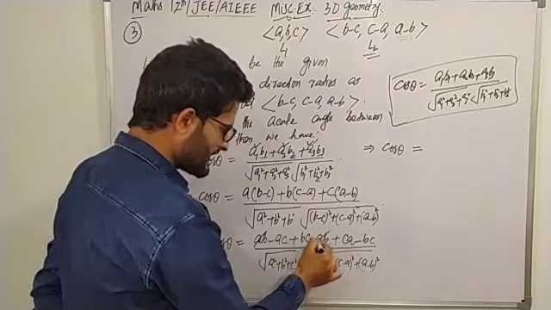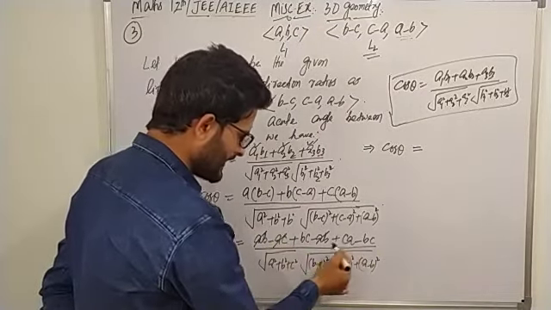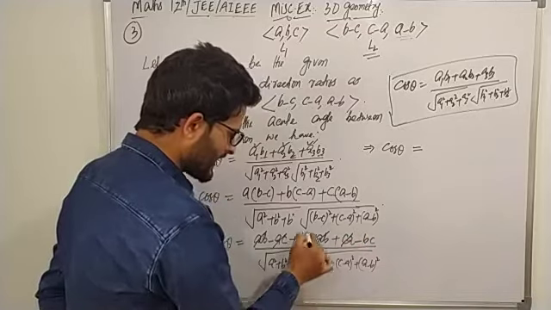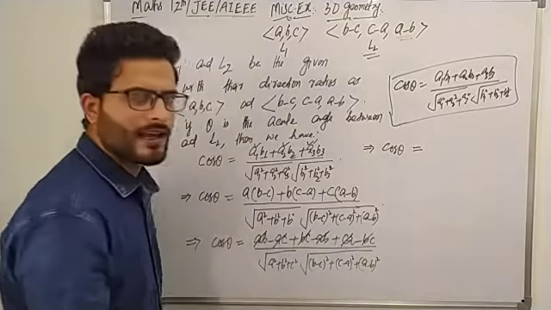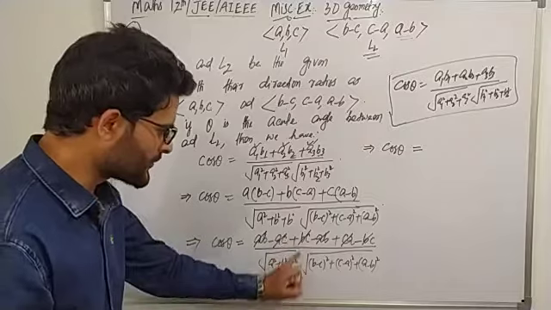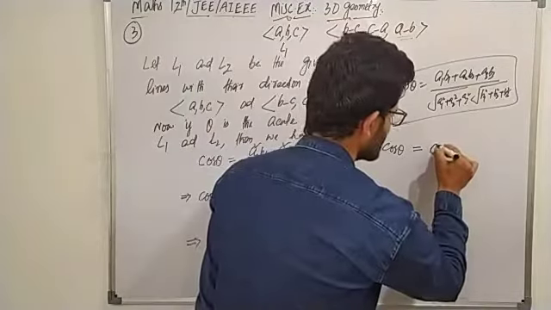plus AB minus AB will cancel out, minus AC plus AC will cancel out, plus BC minus BC will cancel out. So remaining result is 0. 0 divided by anything is 0.